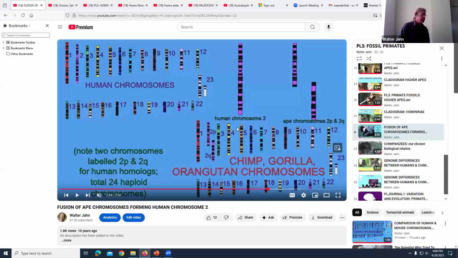How do our human chromosomes compare to gorillas, chimps, and orangutans? Well, we have 46, they have 48. Why do they have 2 more? Well, because we have a big chromosome 2 in pink. They have a little chromosome that matches the top half of our chromosome 2. They have another chromosome that matches the bottom half.